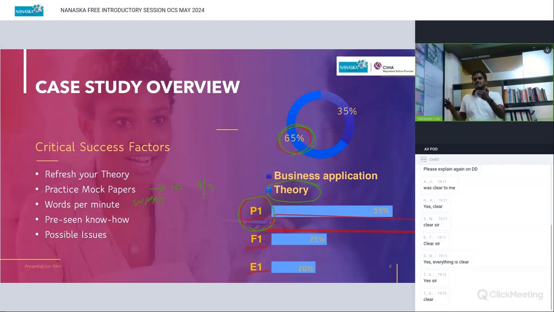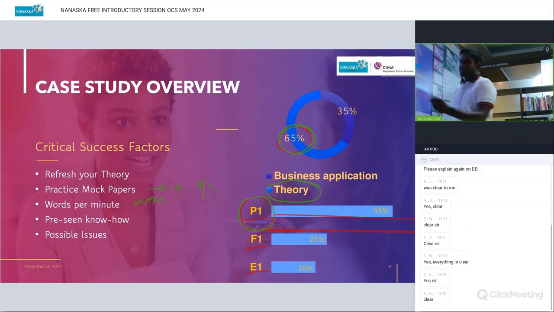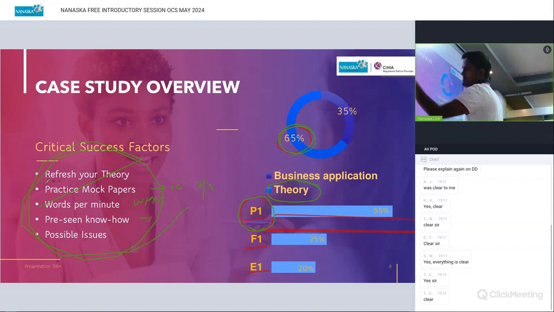Mock one, I'm going to take the paper and give you some insights. I'm going to teach you how you take points as answers, how you develop answers, the structure you've got to follow in answering back to the examiner in terms of the email, right? Then you have the pre-seen know-how, which is very important, and possible issues. If you have comprehensive knowledge from all these elements, remember you're going to pass your case.